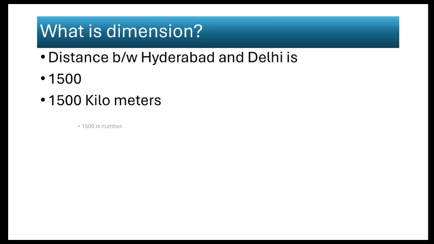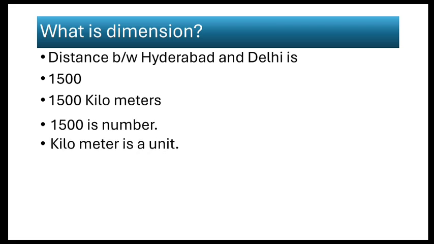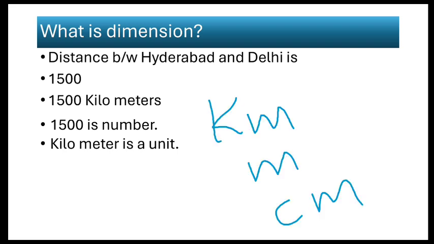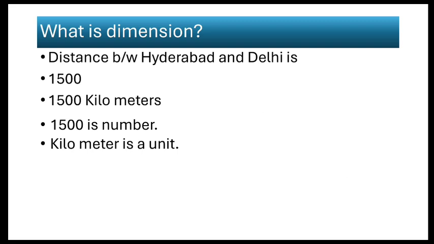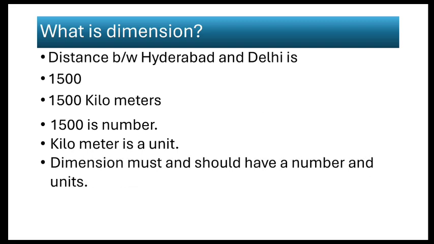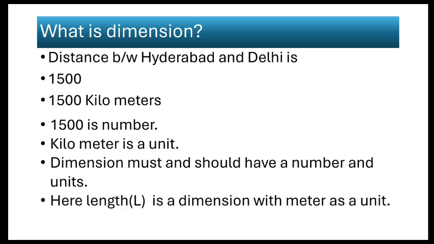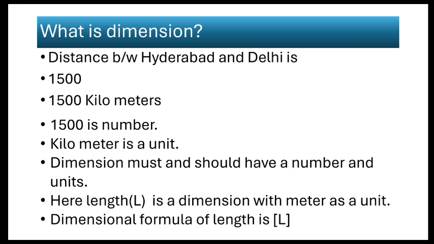Here 1500 is a number and kilometer is a unit. I can convert this kilometer into meters, centimeters, even millimeters also. This means the distance can be shown in different forms, so the units of length are different, for example centimeter, millimeter, kilometer. But these are all forms of length only, right? So length has a dimension formula of capital L, which should be enclosed in square brackets.